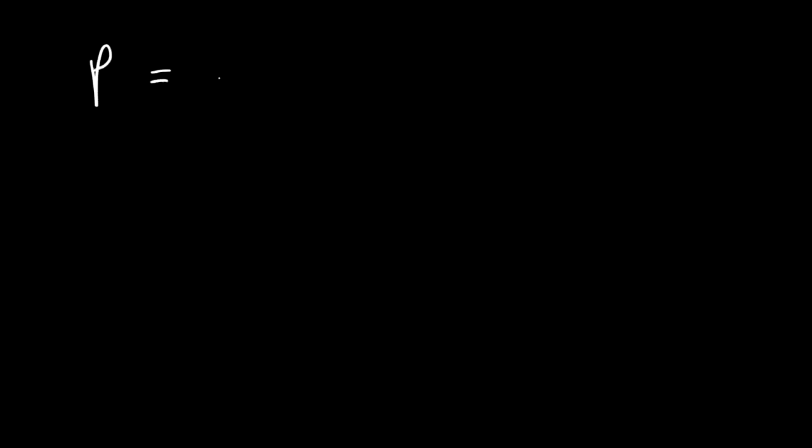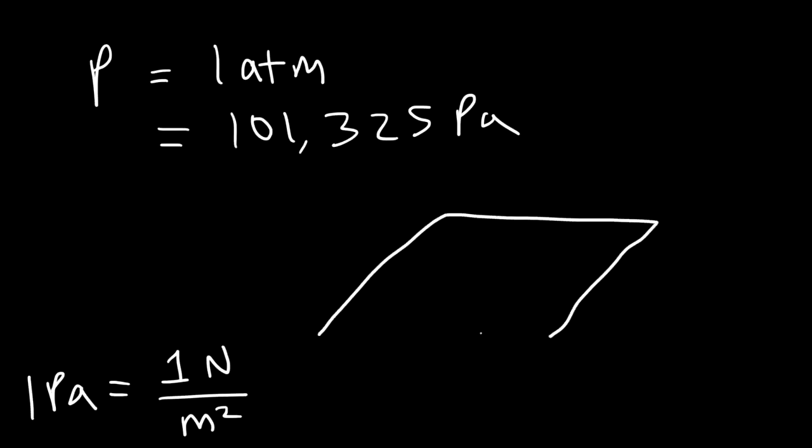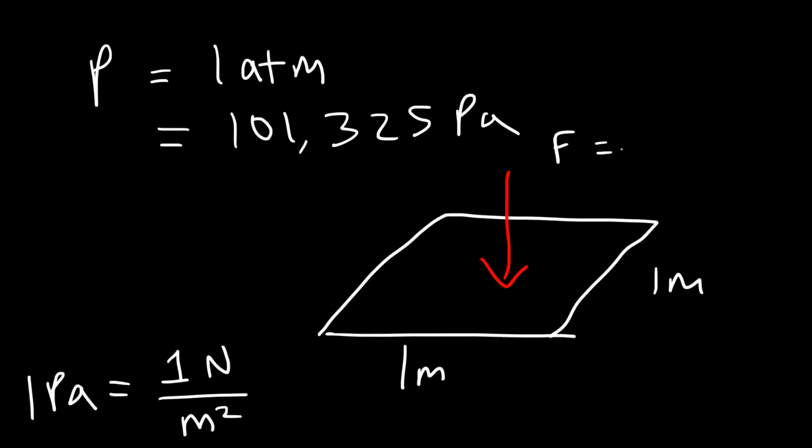At sea level, the atmospheric pressure is 1 atm. So that's equal to 101,325 pascals. Now, 1 pascal is a force of 1 newton exerted over a square meter. So at sea level, let's say we have an area of 1 square meter, that means the length is 1 meter and the width is 1 meter. The atmosphere exerts a force of 101,325 newtons. So that's what 1 atmospheric pressure tells us.